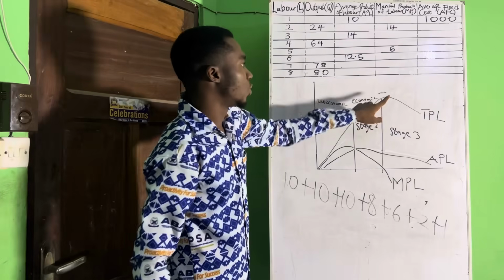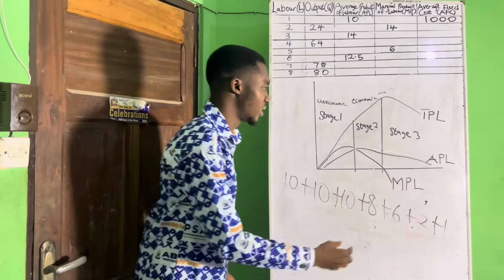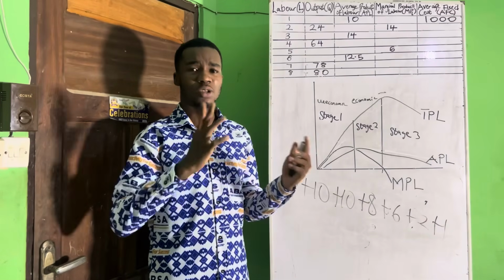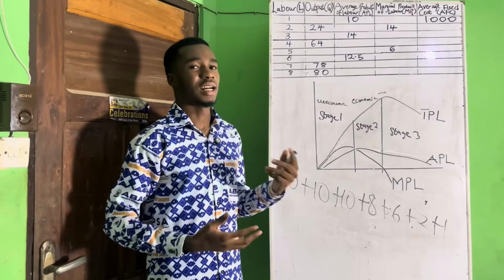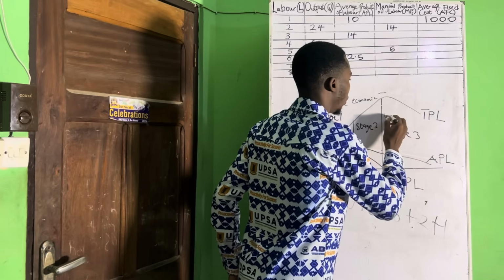Do you get it? Now, total product of labor starts reducing. Why does it reduce? Because the additional workers are now a burden. They are not doing anything there, and it causes overcrowding. So they are just there chatting and all that. You get it. So for stage 3 too, it is also uneconomic.